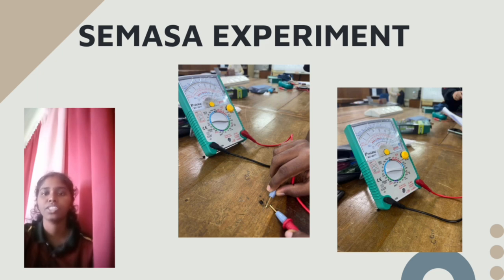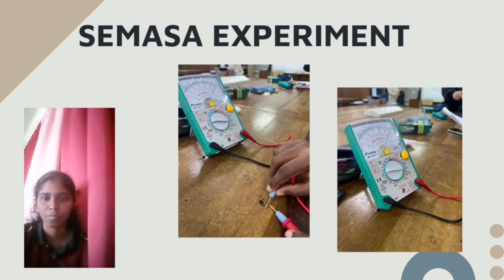First, we measure with the multimeter. The experiment involves connecting the red and black leads of the multimeter to different transistor terminals, which are 1, 2, 3. The meter reading shows either a finite resistance value or an infinite resistance value.